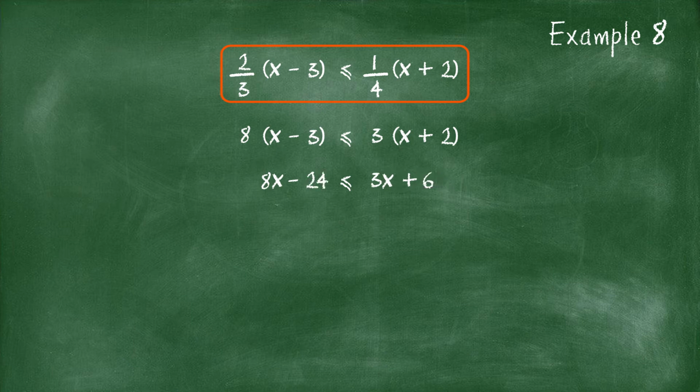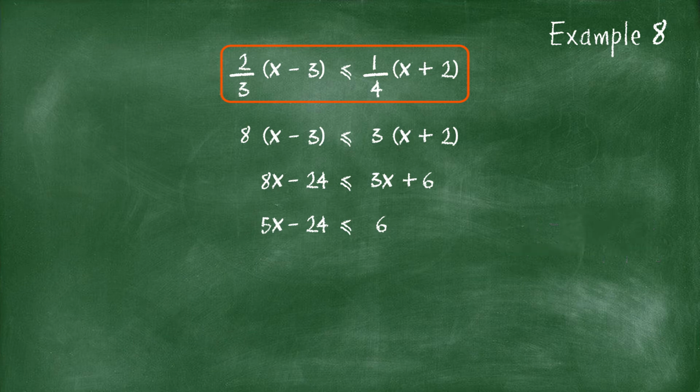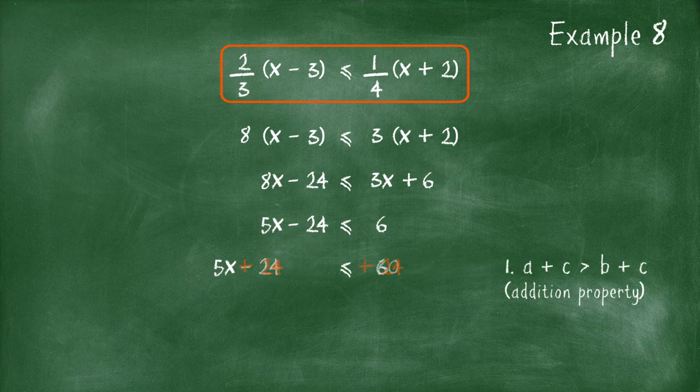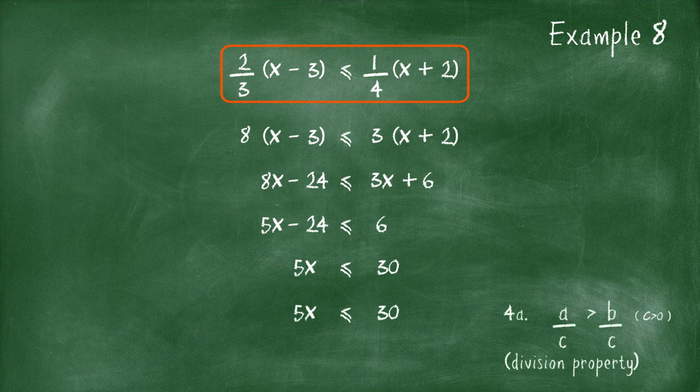Using the subtraction property, we subtract 3x from both sides of the inequality to group all x terms on the left side, giving us 5x minus 24 smaller or equals to 6. We then employ the addition property by adding 24 on both sides to get 5x smaller or equals to 30. Lastly, we employ the division property 4a for positive c by dividing both sides by 5, giving us x smaller or equals to 6 as the solution.